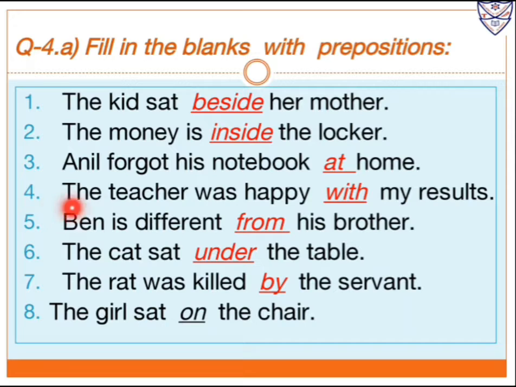Number 4, the teacher was happy with my results. In this sentence, the word with is used as a preposition as it shows the relation of a person with the noun which denotes to something else.